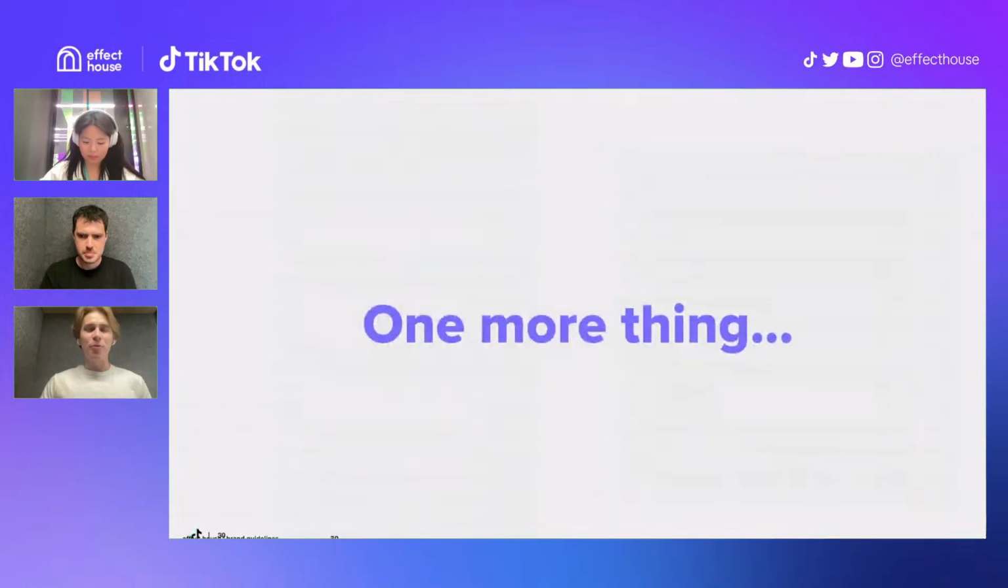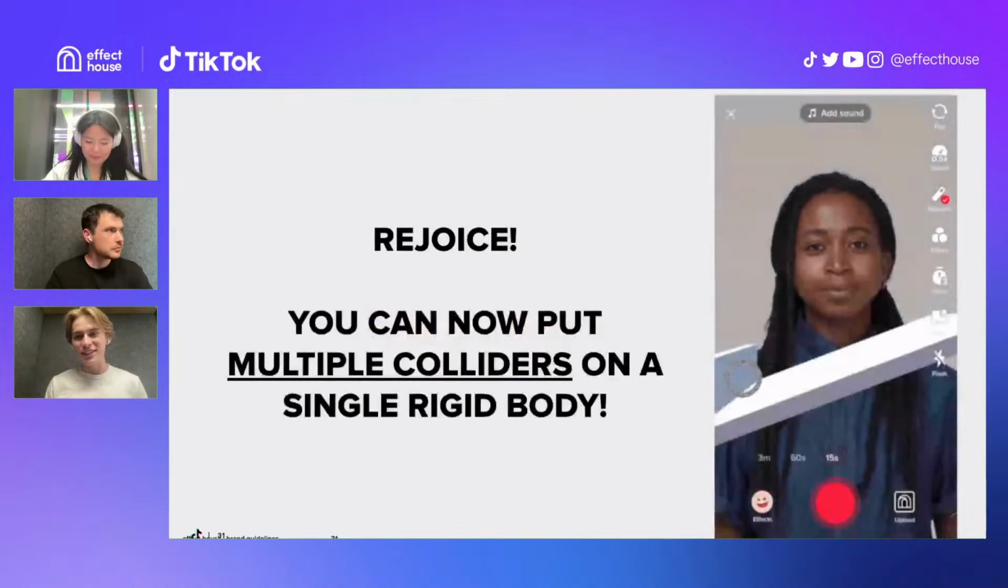And we have one more thing. I'm really excited because you've been making some really, really cool and complex physics effects. So we added the ability to add multiple colliders onto a single rigid body. This is really helpful for making things like rings or more complex body dynamic effects. So here you can see I've used a series of sphere colliders to create this ring. This was one of our test cases here.